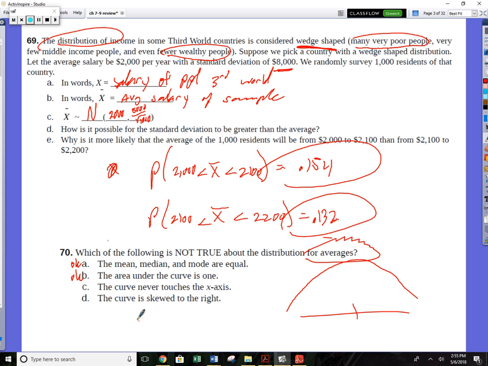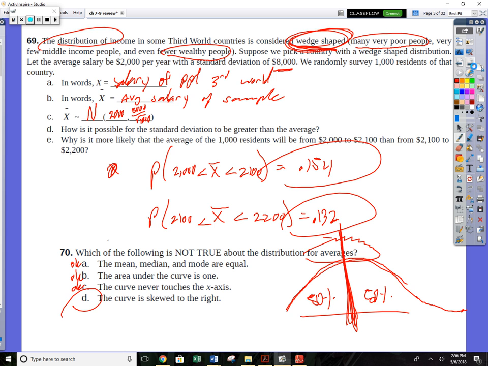That's okay. The curve never touches the x-axis. That's true. Because there are some crazy Warren Buffetts that live outside. They're outliers. So the curve just kind of gets closer and closer, but never touches it. The curve is skewed to the right, and that's kind of what this wedge shape thing's talking about. Under a normal curve is perfectly symmetrical. So this is the one that's not true. So a normal is always perfectly symmetrical. So perfectly symmetrical means this. That means 50% live here and 50% live here. You found the exact median.